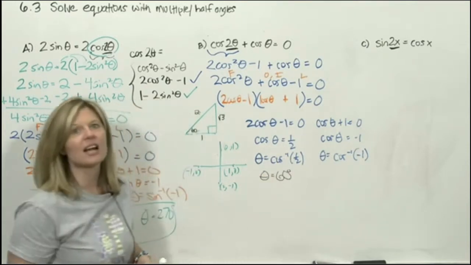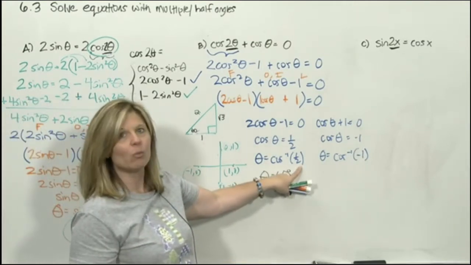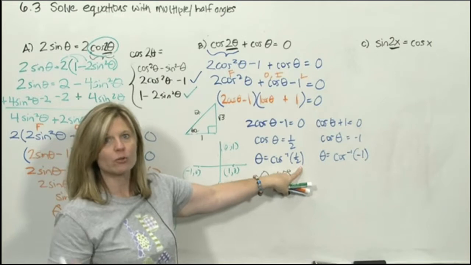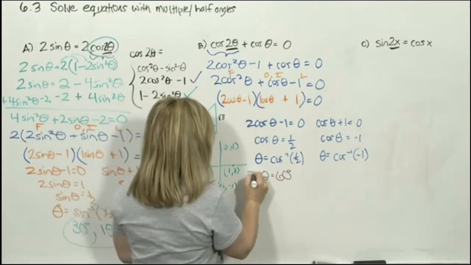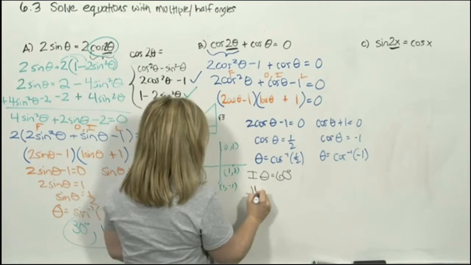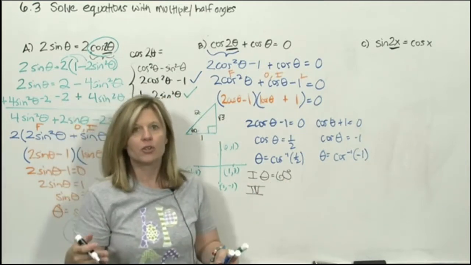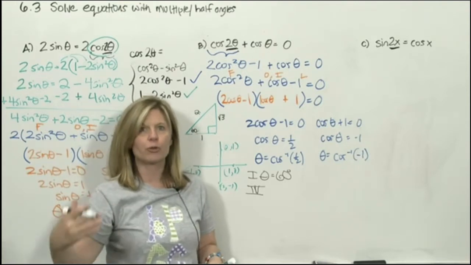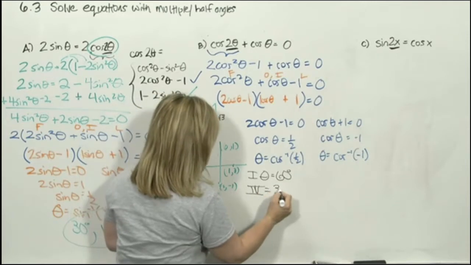But cosine is not just positive in quadrant 1. Cosine is also positive in what quadrant? That's right, quadrant 4. All students take calculus. So that means I need an angle in quadrant 4. So remember, this 60 is our reference angle. To get an angle in quadrant 4, you do 360 minus the reference angle. 360 minus 60 would give us 300.